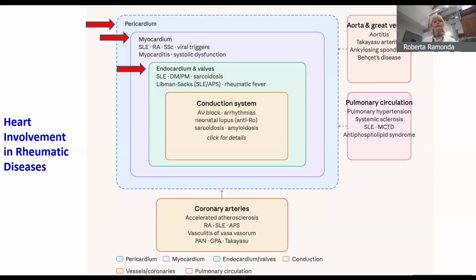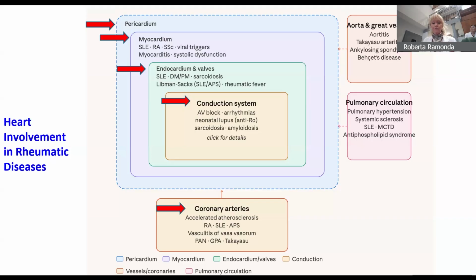The endocardium can be involved in patients affected by these diseases, and in particular we can find Libman-Sacks. Libman-Sacks is a valve involvement in those patients with positivity of antiphospholipid antibodies. Also, the conduction system can be involved with atrioventricular block and arrhythmias, prevalently in neonatal lupus, babies born from mothers with positivity of anti-Ro/SSA.